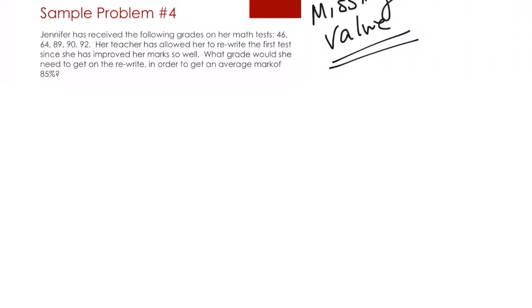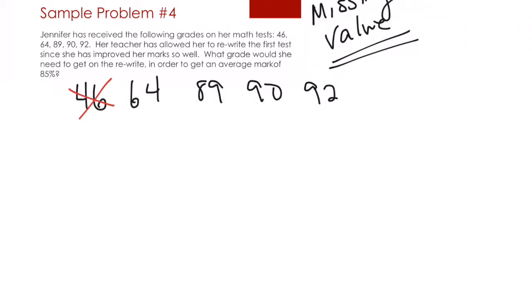So 46, 64, 89, 90, and 92. Okay. Her teacher has allowed her to rewrite the first test since she has improved her marks so well. What grade would she need to get on the rewrite? So we're taking this first test and we're getting rid of it, and we want to replace it with something else. And this one we don't know what it is. So what grade would she need to get in order to get an average mark of 85? Okay, so this is a missing value, so she's going to rewrite that first test.